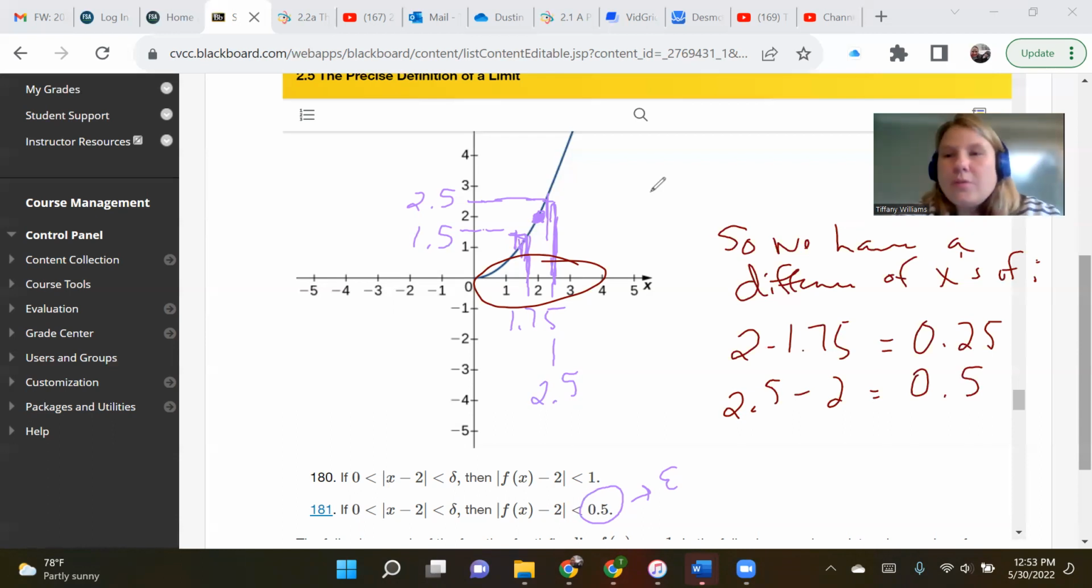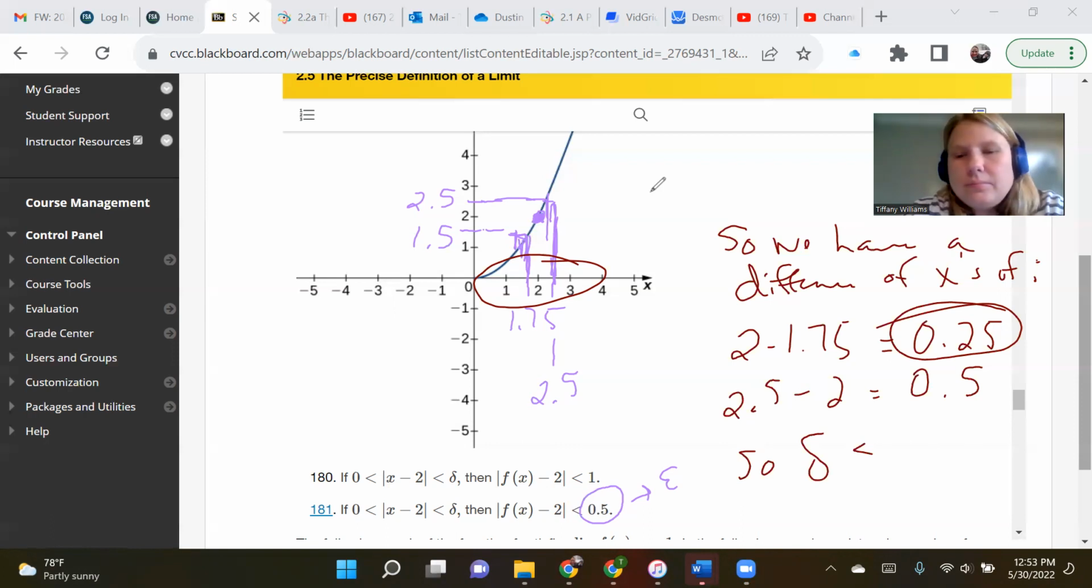And remember from the first video I did from this section, in that particular video, this was in terms of tolerance, right? We talked about when you're doing this, you always want to go with the smaller value. So in our case, our smaller value is actually this 0.25. So it actually turns out delta in that case has to be less than 0.25.